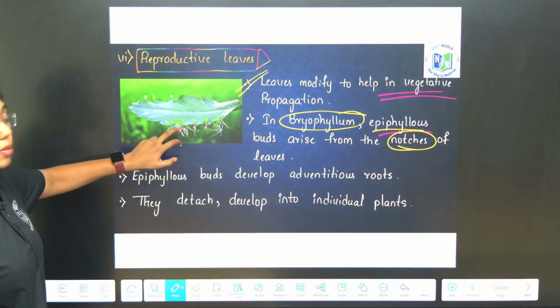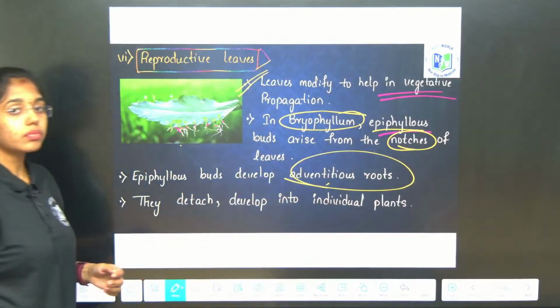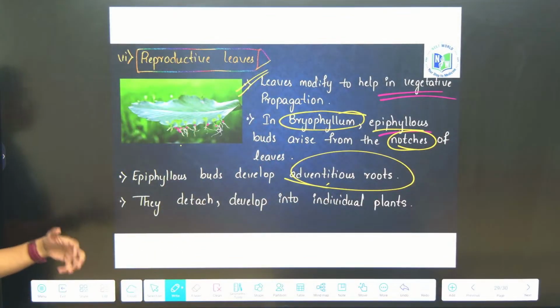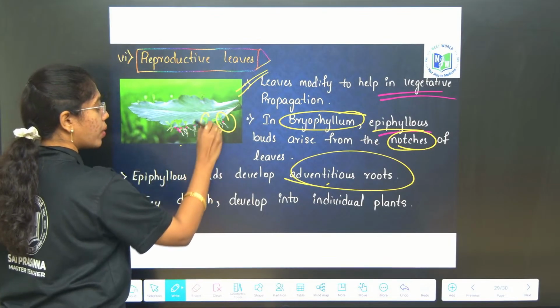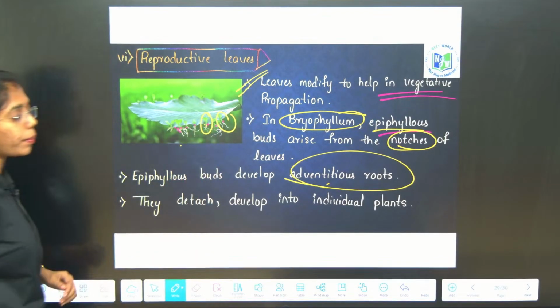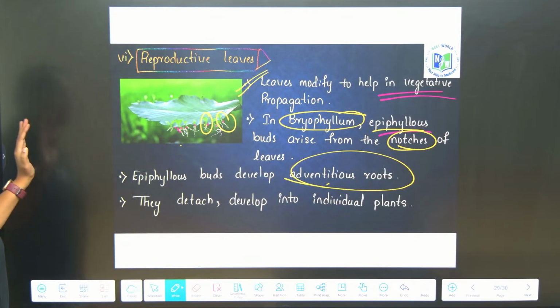These epiphyllous buds will develop adventitious roots, and small plantlets are formed over here. This will detach from the parent body, and this grows into a new individual. So the best example of reproductive leaves is bryophyllum.